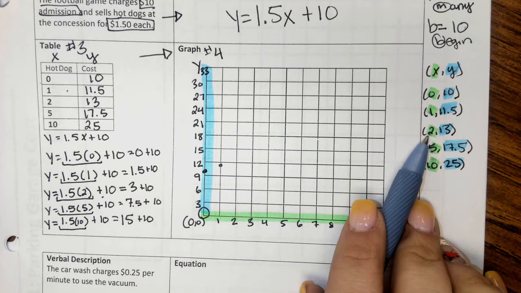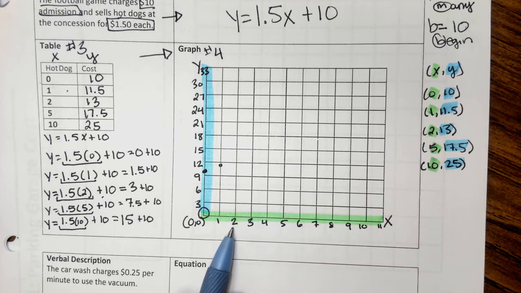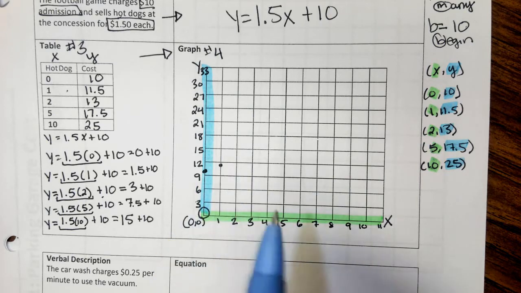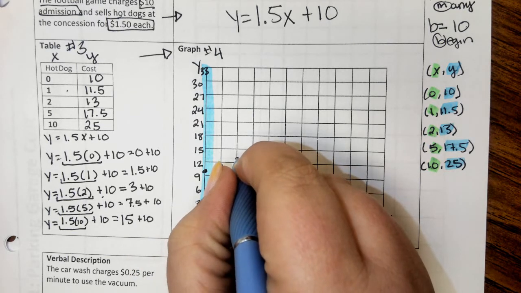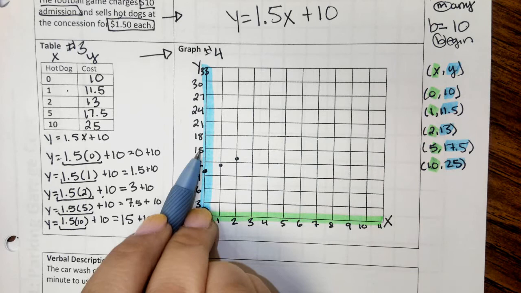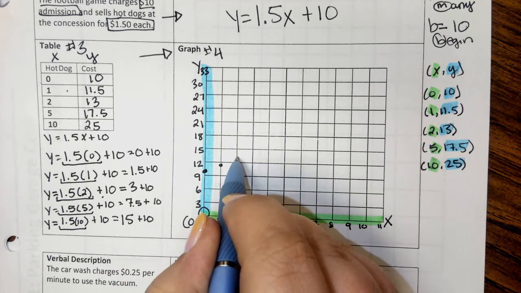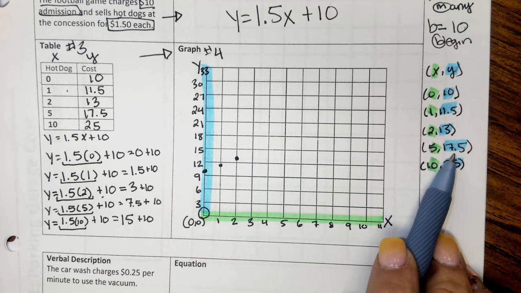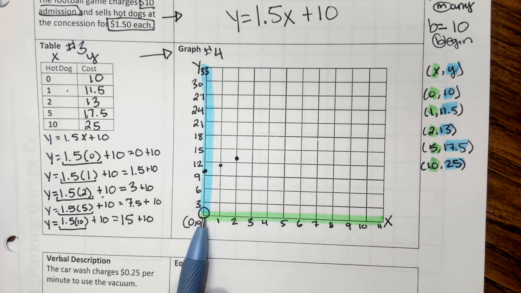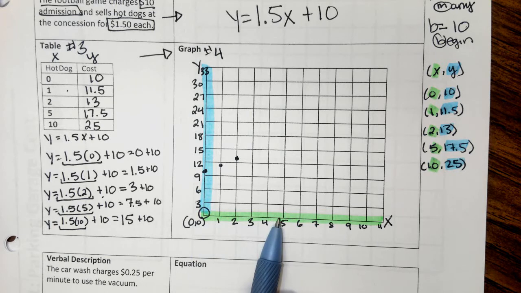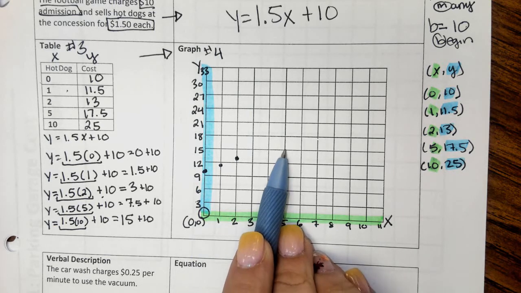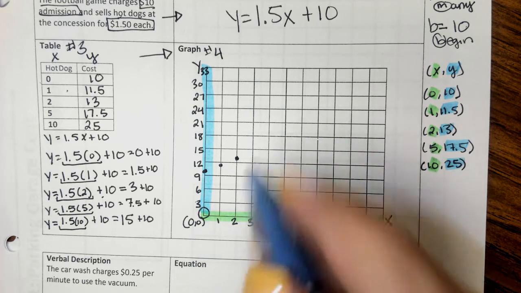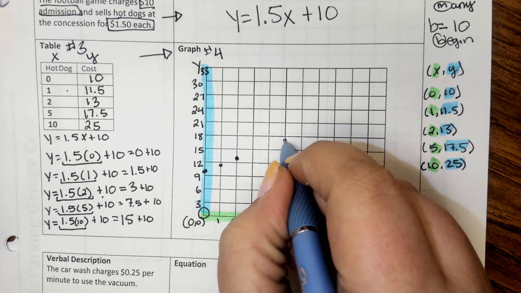The next ordered pair is 2, 13. Green number is 2 and the blue number is 13. 13 is between 12 and 15, but it's closer to 12. The next ordered pair is 5, 17.5. So the green number is 5 and the blue number is 17.5, which is between 15 and 18, but it's closer to 18.